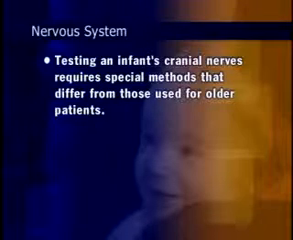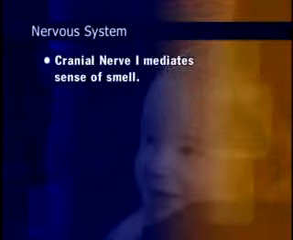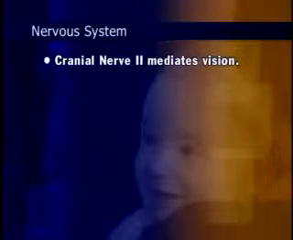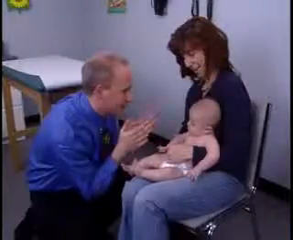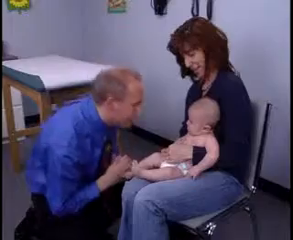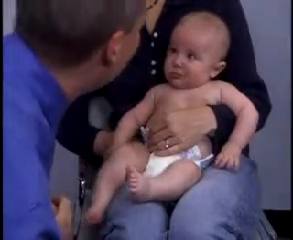Testing an infant's cranial nerves requires special methods that differ from those used for older patients. Cranial nerve 1, which mediates sense of smell, is difficult to test in infants. Cranial nerve 2 mediates vision. Cranial nerve 2 can be tested by having the baby regard your face. Look for facial response and tracking.